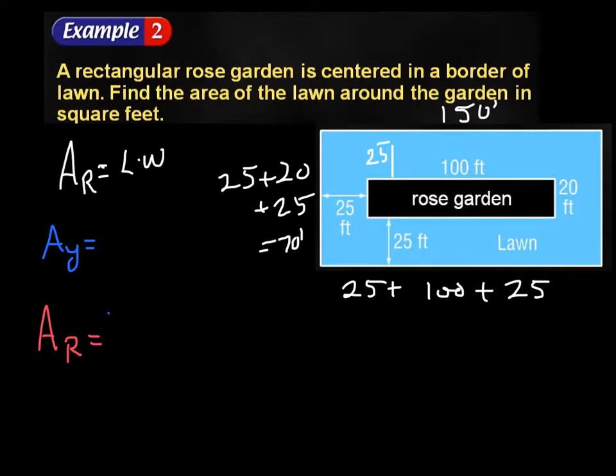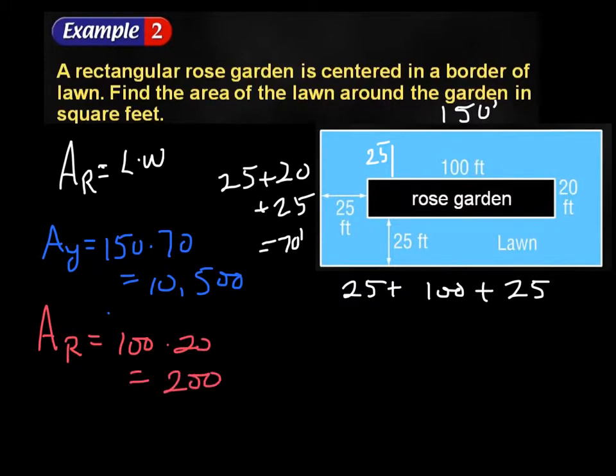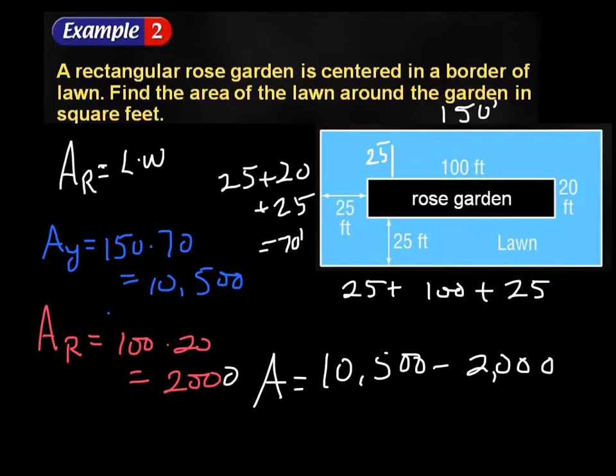We've done the hard work now, figuring out the dimensions. So we're going to find the area of the whole yard, length times width. So 150 times 70 is 10,500. And the area of the rose garden, R for rose, is 100 by 20, which is just 2,000. So if we want to find just the area of the grass, we're going to take 10,500 minus 2,000. I said 1,000, I wrote 100. And so we get a difference of 8,500, and it was in square feet.